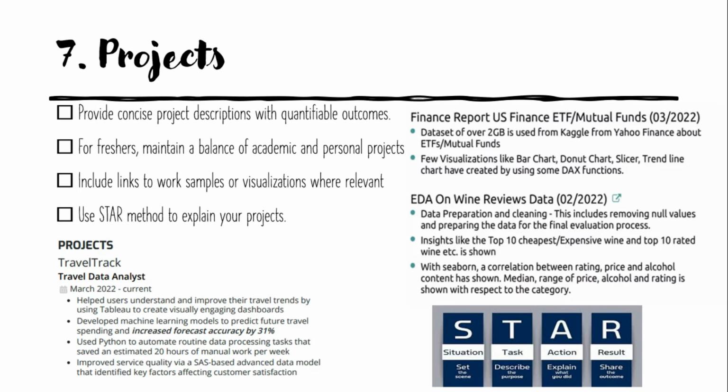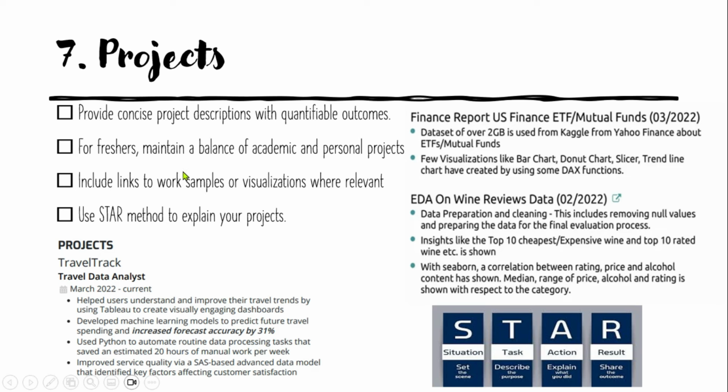Okay, next section in your resume is projects. You have to provide a concise project description with quantifiable outcomes, meaning again you have to specify the numbers. Here you can see in the travel data analyst project, he has mentioned that he increased forecast accuracy by 31%. Again, in the second point you can see an estimated 20 hours of manual work per week. So the number is mentioned here. In the project also you have to quantify it and mention your numbers.